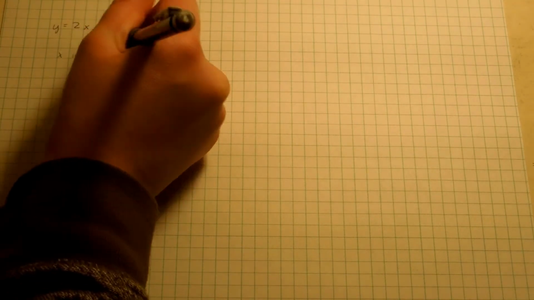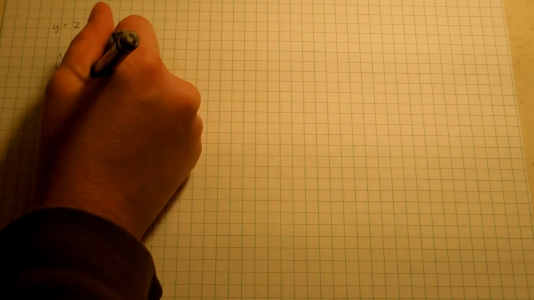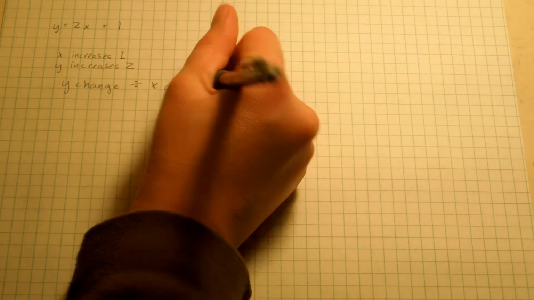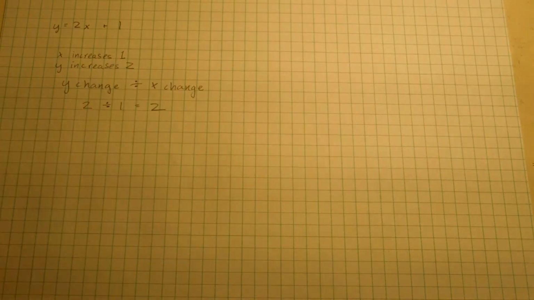Since 2 is the slope, that means when x increases by 1, y increases by 2, because it is y change divided by x change, and 2 divided by 1 equals 2. We always like to look at how y changes when x increases by 1. It makes the division a lot easier.